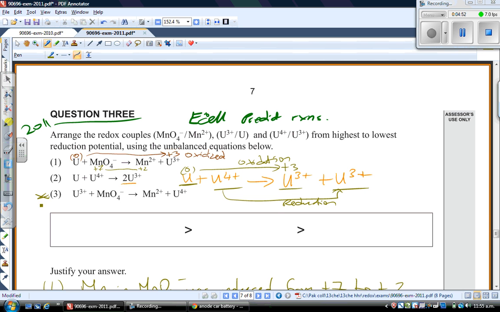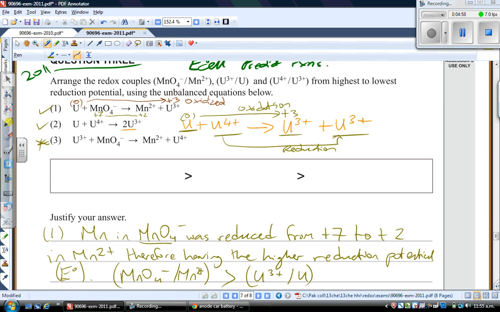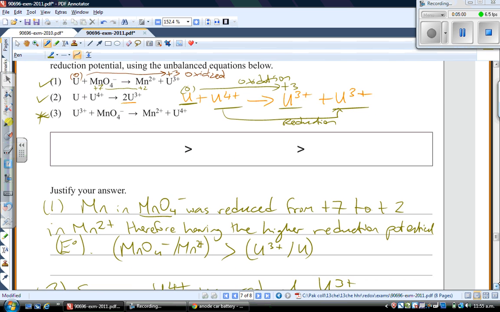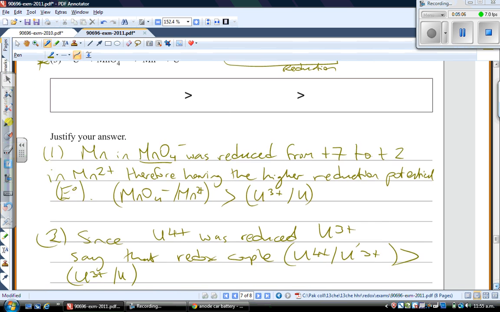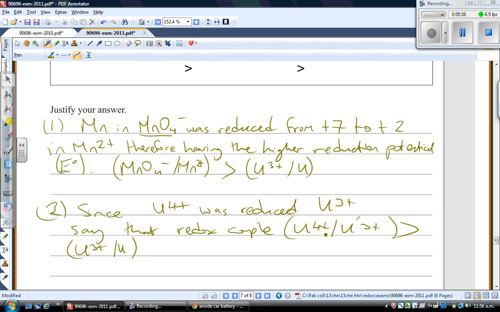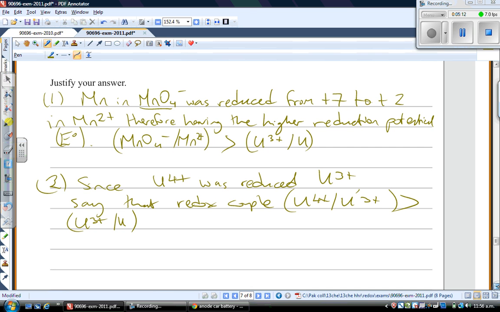So then we just need to take a look at equation 3. So we've done 1 and 2. 1 and 2 have helped us to relate the permanganate and the manganese couple to uranium 3 plus and uranium. Equation 2 helped us relate uranium 4 plus to uranium 3 plus. And then finally equation 3, we better scroll back up and take a look at equation 3 here.